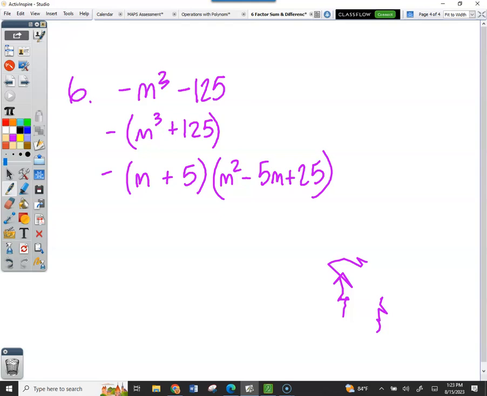And that would be a binomial times a trinomial, which would require you to do the distributive property, or if you do the box method, you would have to have that third column. 5. What's 5 say?